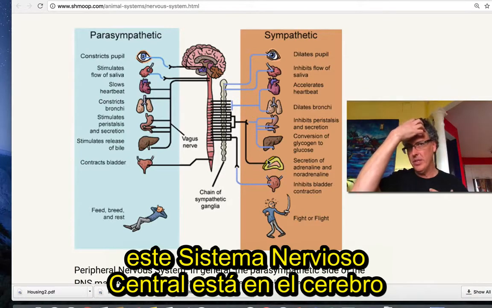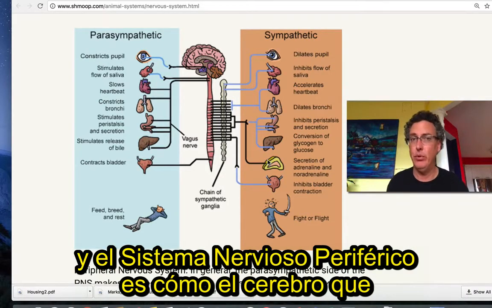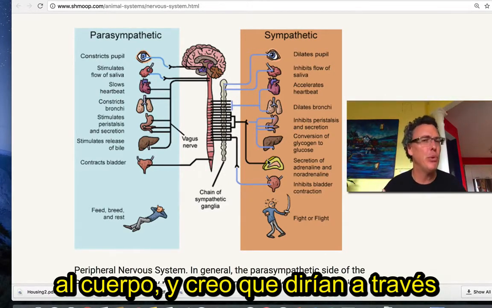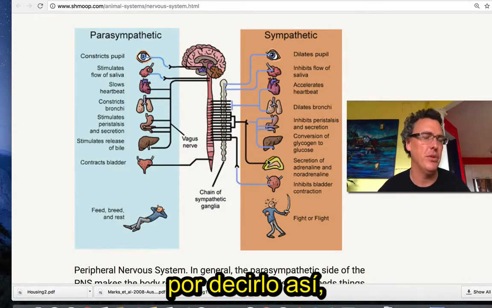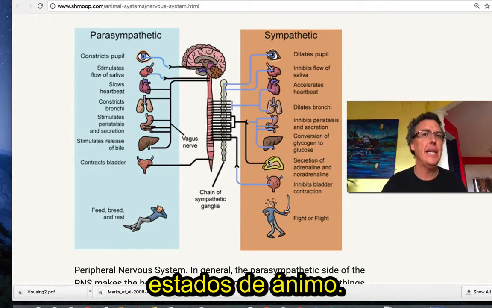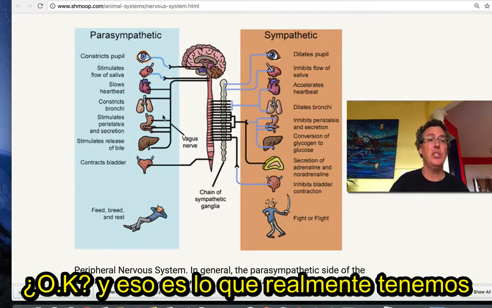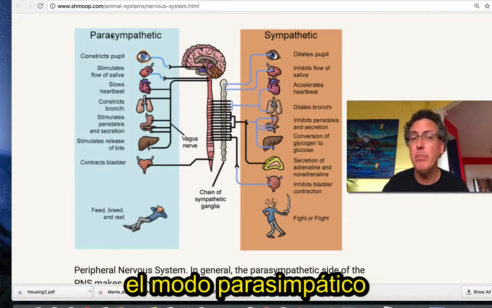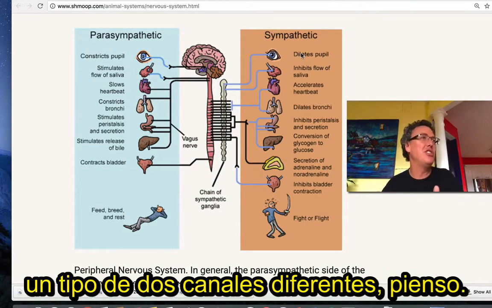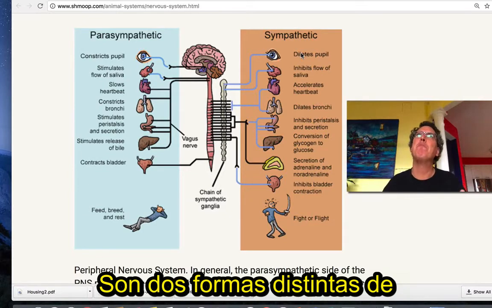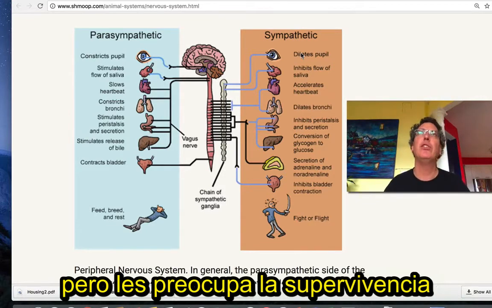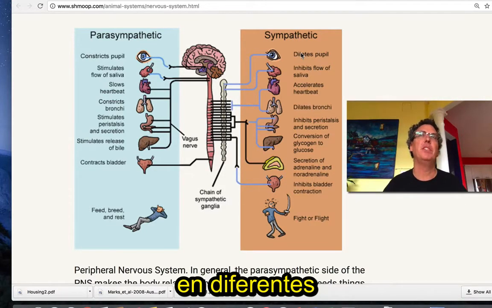So the central nervous system is in the brain. The peripheral nervous system is how the brain talks to the rest of the body. And it talks to the body, I guess you'd say, through hormones. But it doesn't really talk per se. What it does is switch the body between two different states of being. Okay? And that's what we actually have depicted here. Something called the parasympathetic mode and the sympathetic mode. You can think of these as two different channels, I guess, or two different ways of being for our body. They're both concerned about survival, but they're concerned about survival at different time frames.